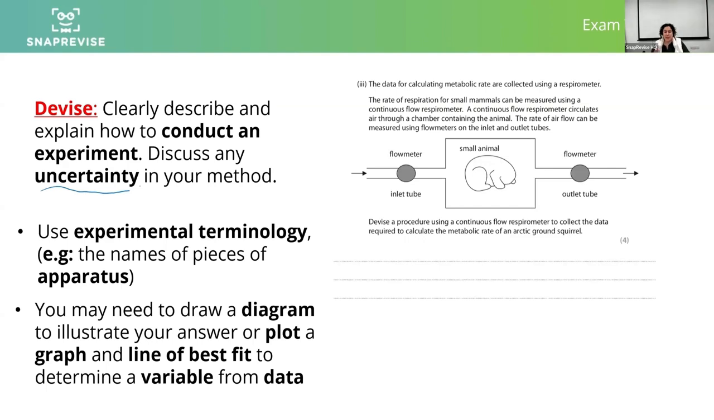Okay. So the data for calculating metabolic rate are collected using a respirometer. The rate of respiration for small mammals can be measured using a continuous flow respirometer, and what it does is it circulates air through a chamber containing the animal. The rate of airflow can be measured using flow meters on the inlet and outlet tubes. Devise a procedure using a continuous flow respirometer to collect the data required to calculate the metabolic rate of an Arctic ground squirrel. 4 marks.